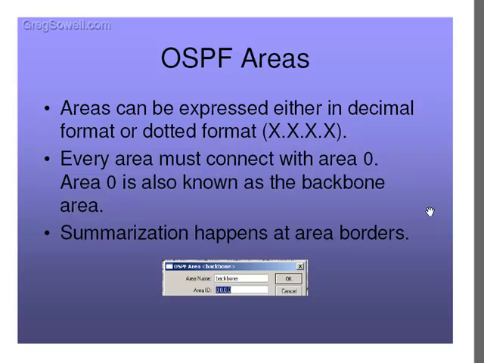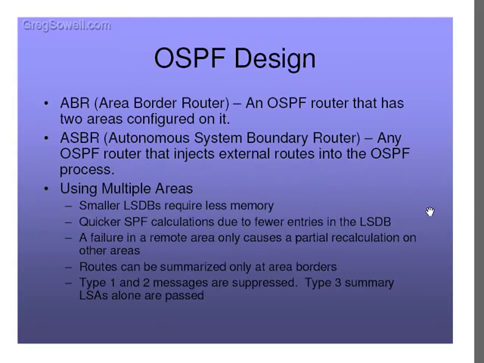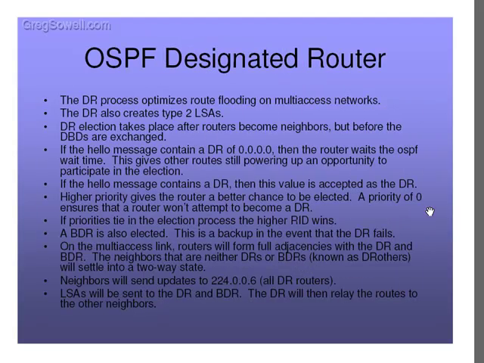Actually, you guys can read all this for yourselves. I'm just going to go ahead and explain it really fast. What happens is you have a DR on a broadcast network. Say a broadcast multi-access network like an Ethernet network. So what it does is it gives you a single router that everybody communicates with.